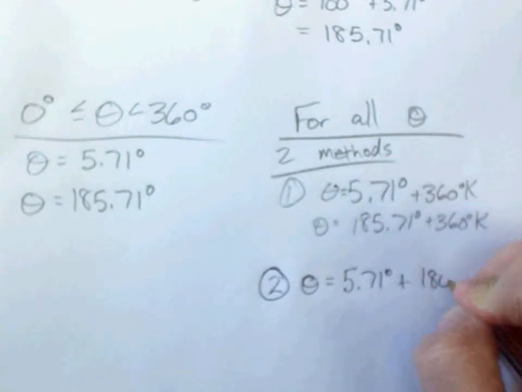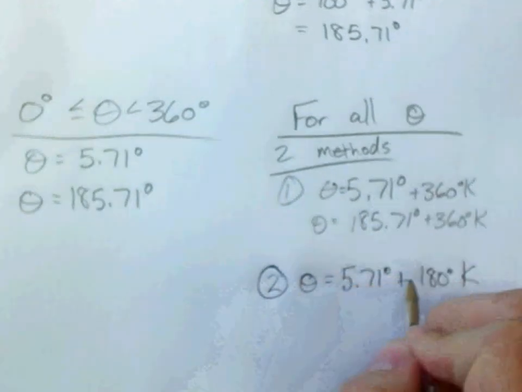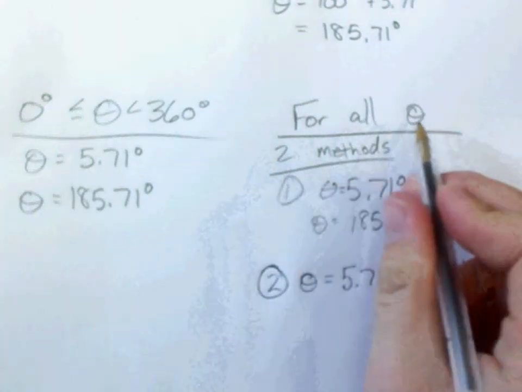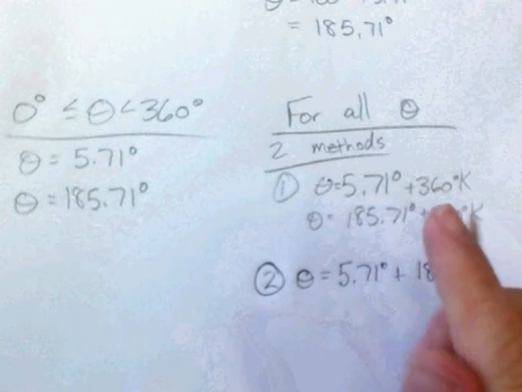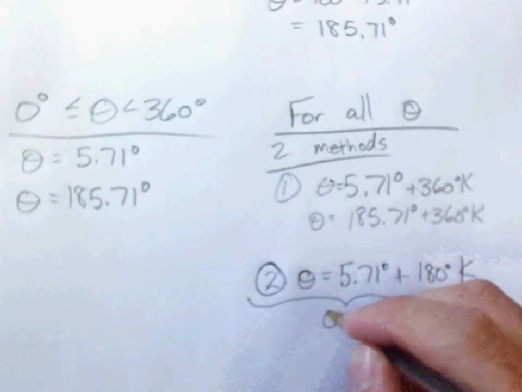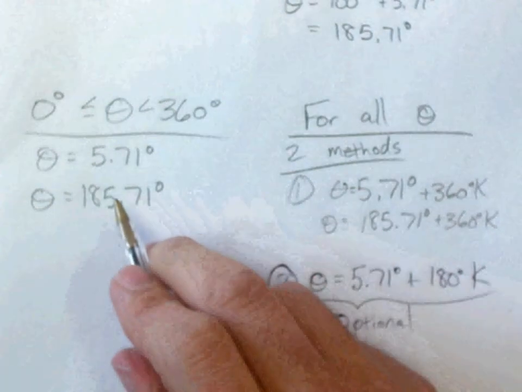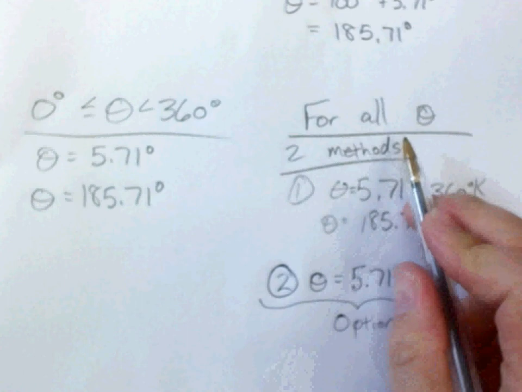Now both of these are correct. Method 2 says the same thing that method 1 does, and if you're looking for all values of theta, this one will sometimes save you some time. So just keep in mind, writing it this way is optional, but you are welcome to do it that way. The most straightforward way is going to be to find these two solutions and then add 360k to turn it into all solutions. But I'll leave it up to you whichever method you prefer.